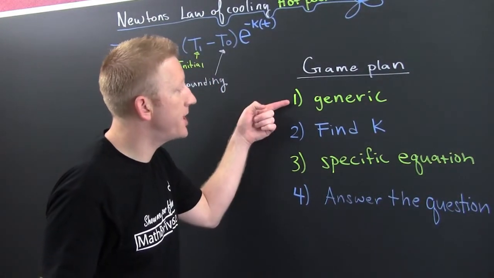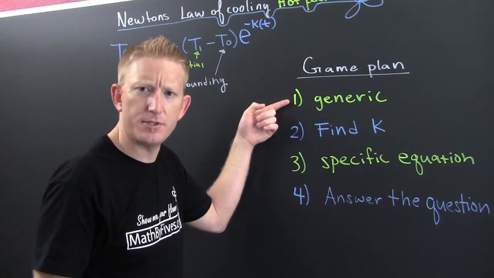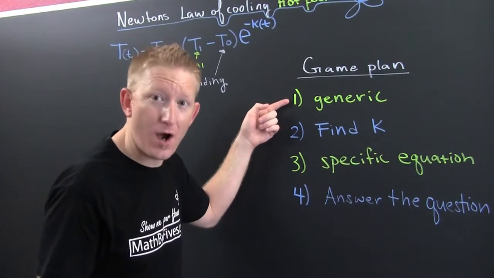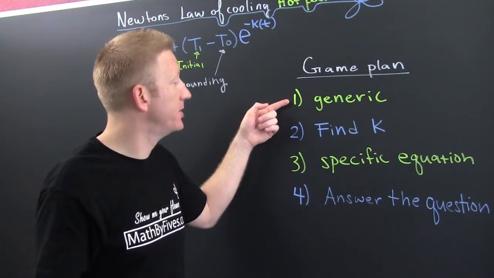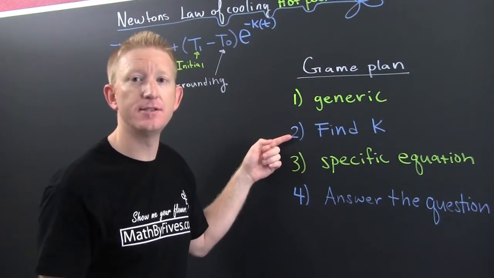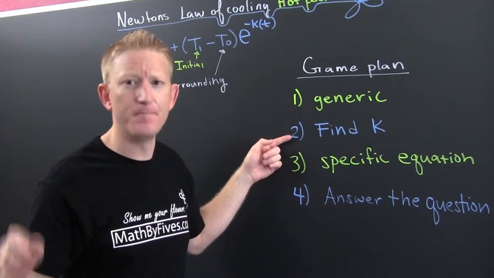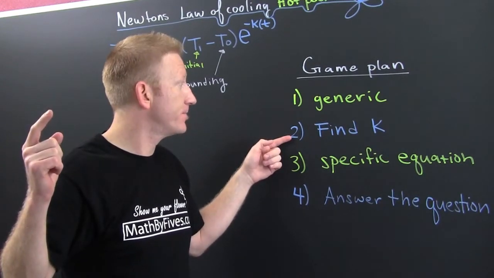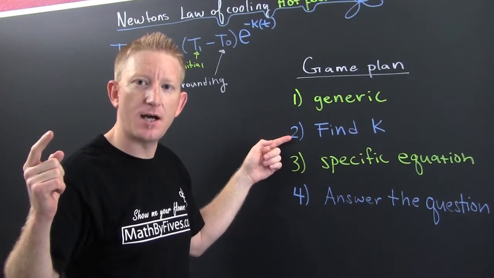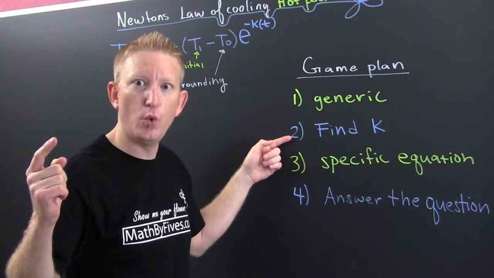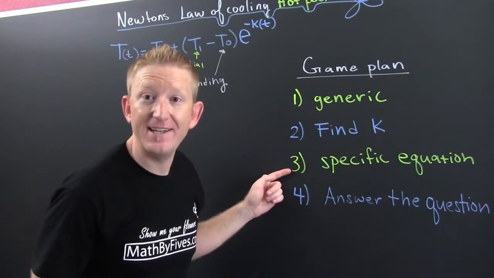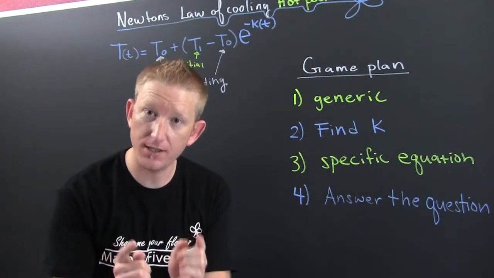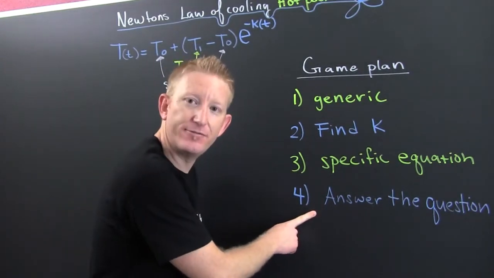First, we're gonna set up a generic equation using our initial temperatures and our surrounding temperatures. And then we're gonna take an extra reading shortly after our initial reading, to find k, your cooling constant. Not everything cools at the same rate. Your ham and cheese hot pocket might cool differently than the oh so dangerous pizza hot pocket. And then we find that k to get a specific equation. This is gonna be the model for our specific hot pocket. And then we're gonna answer the freaking questions.